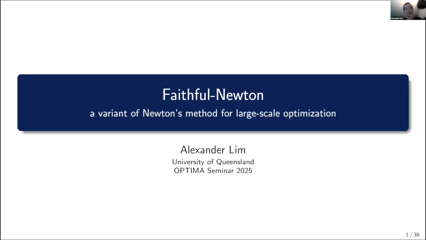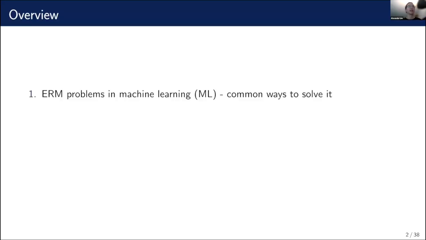Talk about today is a sort of a variant of Newton's method for large-scale optimization. In particular, it's a variant of an inexact Newton's method. Now, to put that into a context, I will primarily focus on this ERM problem, which is the empirical risk minimization problem in machine learning.